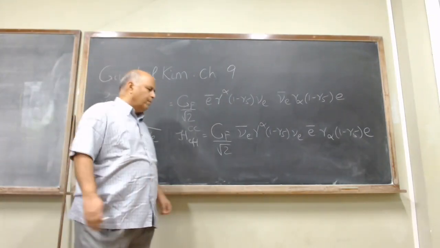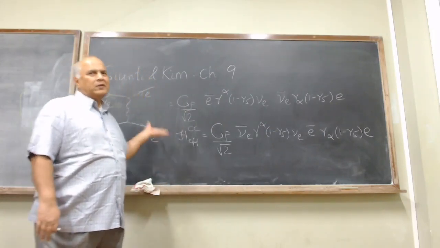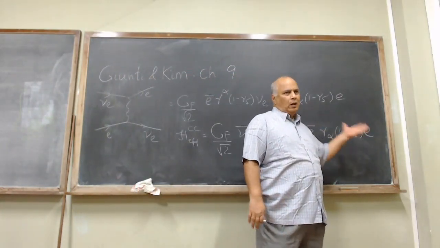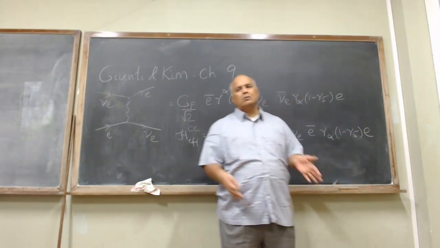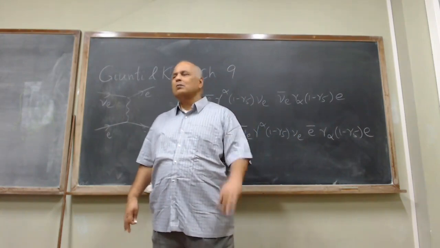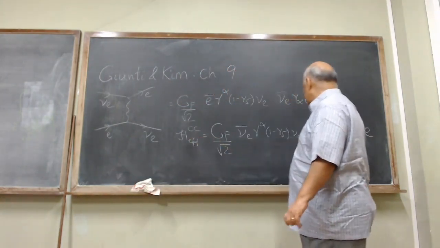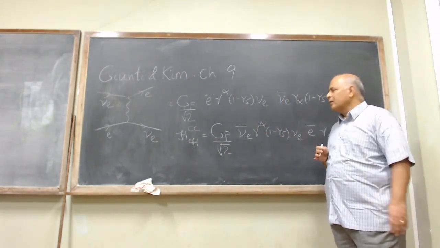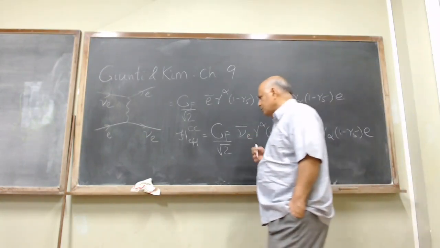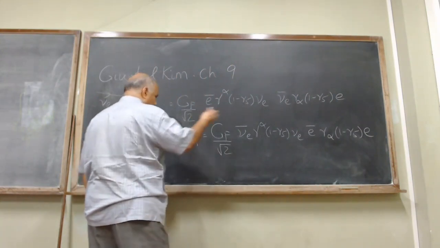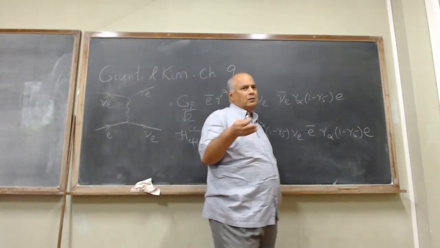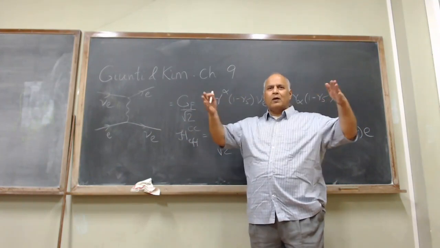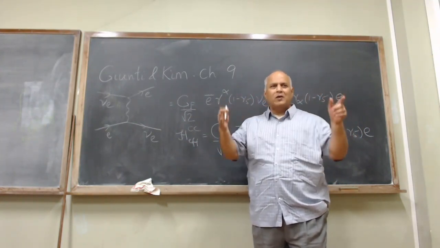And now, I take the matrix element of this between an initial state of electron and the final state of electron. I will consider only the electron states. I will not as of now consider the neutrino states. And having taken the matrix element, then I integrate over the number of electrons in a given small volume V.